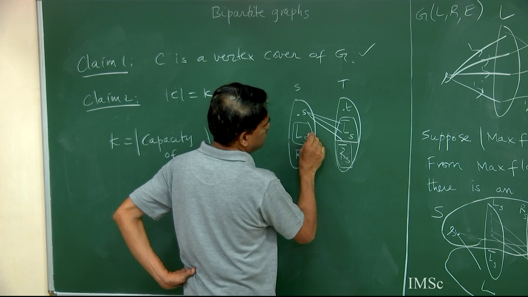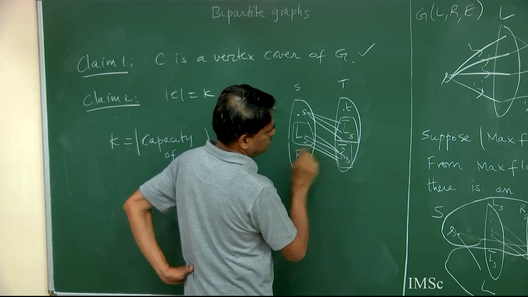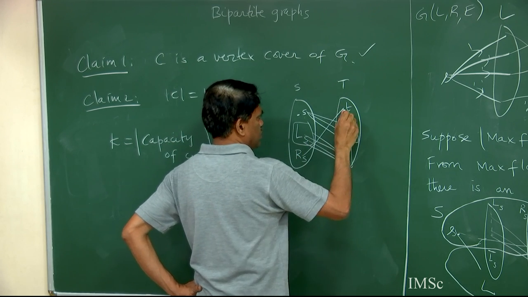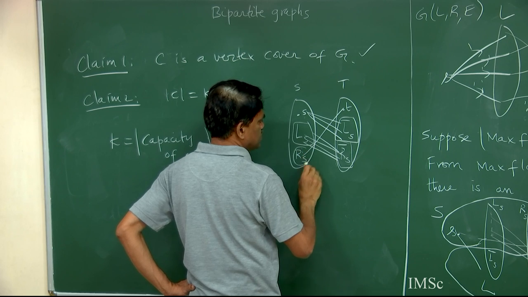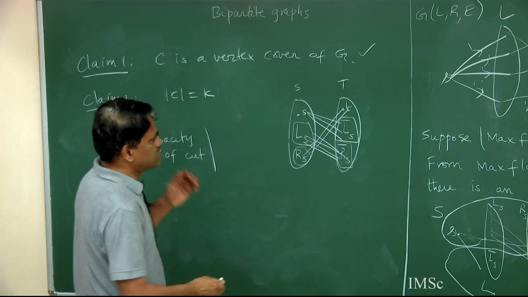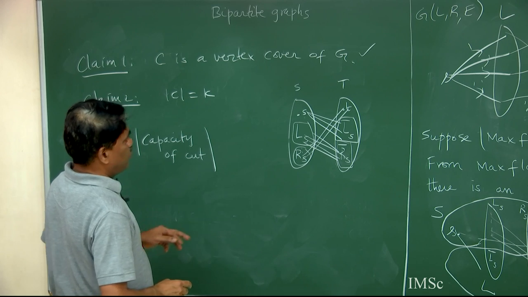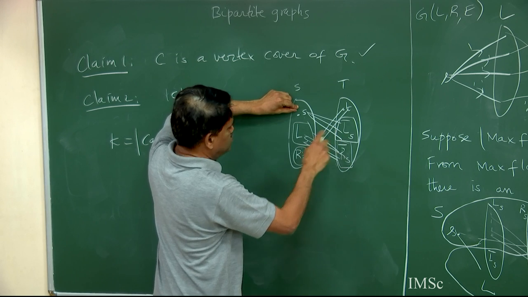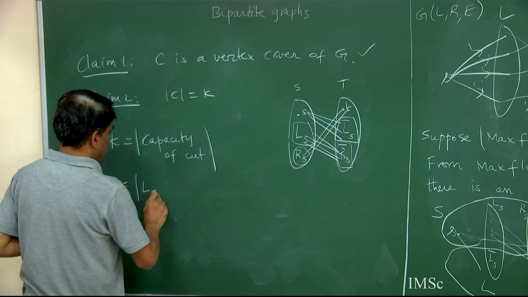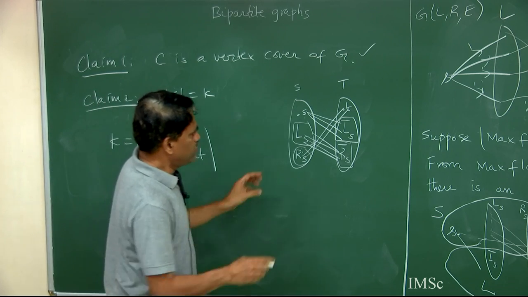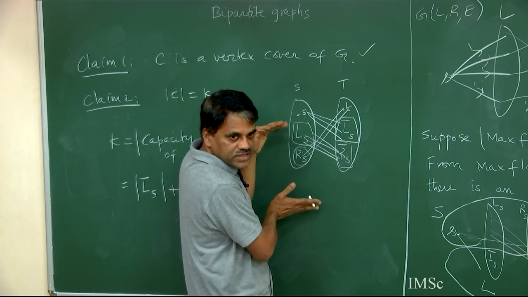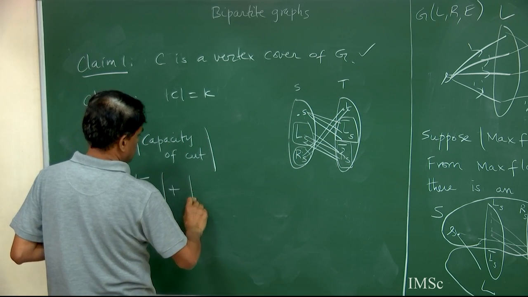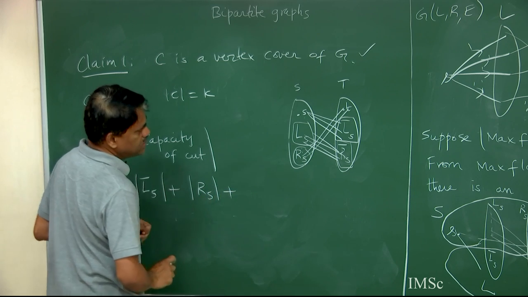This is the graph edges, whatever the edges in the graph. And then, from RS to T, for every vertex from RS, there is an edge to T. So let's add the capacities. What is the capacity? From S to LS bar, every vertex has an edge with capacity 1. So this is equal to LS bar plus from RS bar to T, again every vertex here has an edge to T with a capacity 1. So that is less.